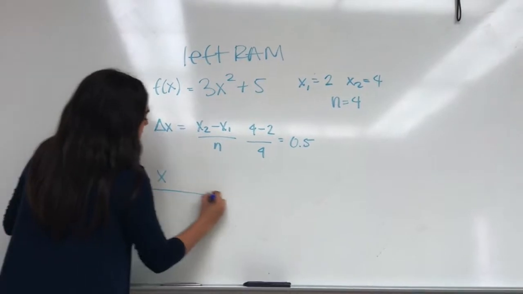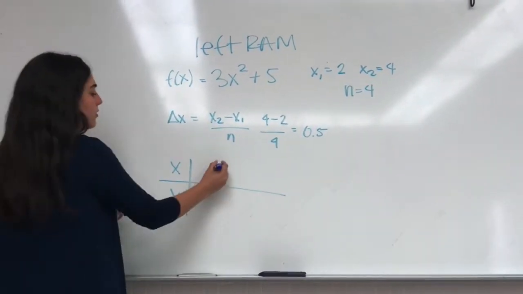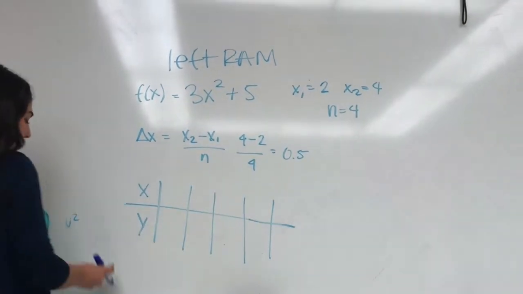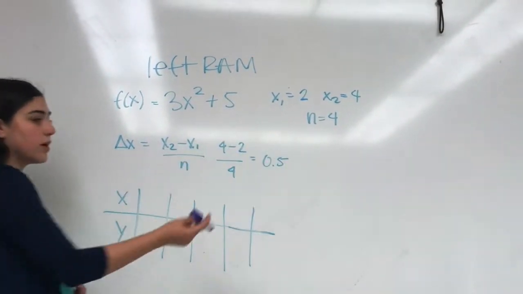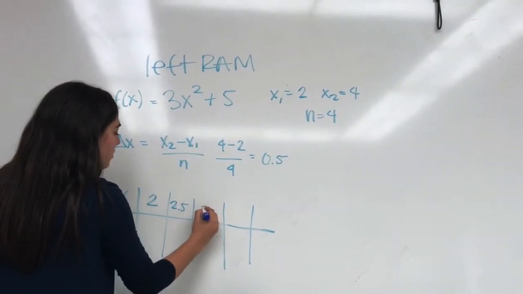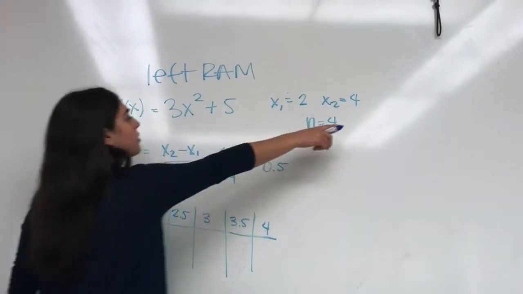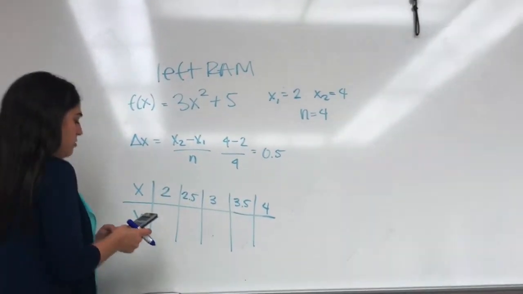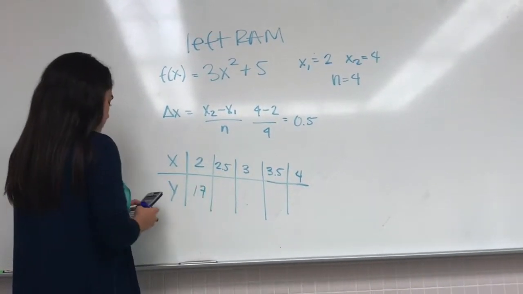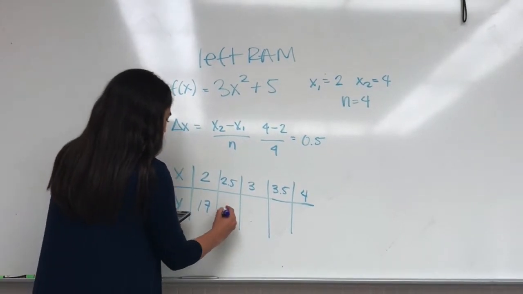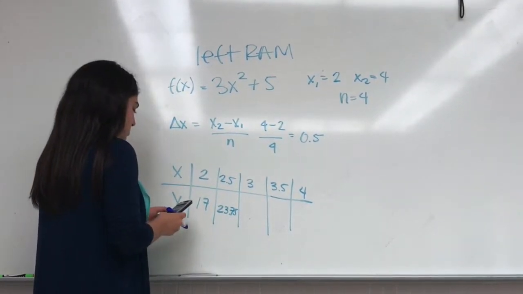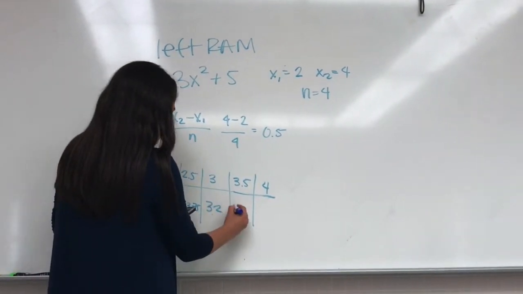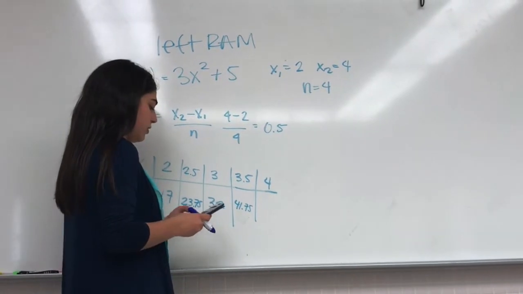First, on the table of values, we will have 5 x's to get the y values. The first one, since we start with the x1, will be 2, then 2.5, 3, 3.5, and finally 4 to end on the x2. Then we substitute on the original function: 17, 23.75, 32, 41.75, and finally 53.